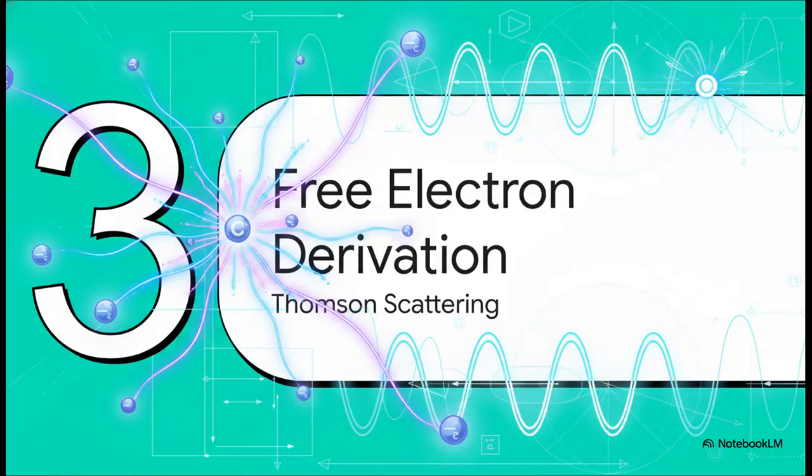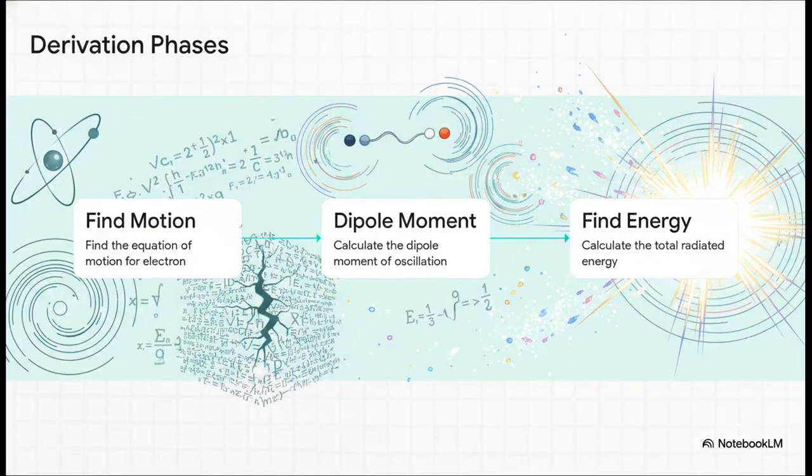Moving right along to Section 3, the free electron derivation. Now we're shifting to the absolute heavyweight of this test. Question 4B. This is the 6-mark derivation for Thomson scattering. Listen, derivations are scary when they just look like one giant, endless wall of math. So, we're going to chunk this up into 3 logical phases.